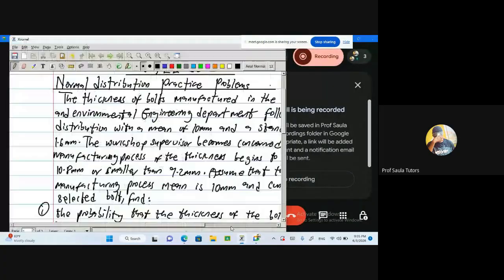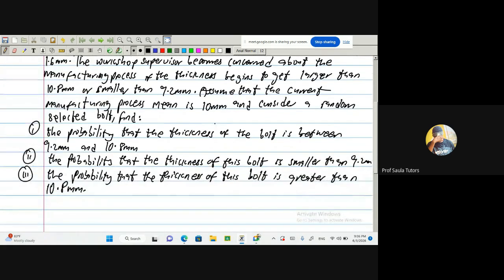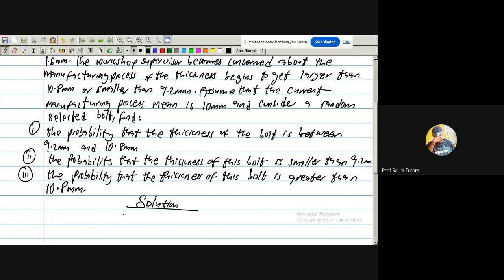All right, so we have this question. We want to solve a question on this normal distribution. They said the thickness of bolts manufactured in the workshop of the Agric and Environmental Engineering departments follows a normal distribution with a mean of 10 and standard deviation of 1.6. Let's write out the parameters. Solution. From this question, we have the mean of 10 millimeter and a standard deviation of 1.6 millimeter, right?